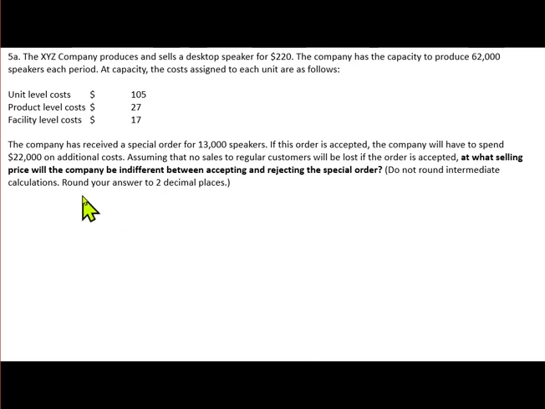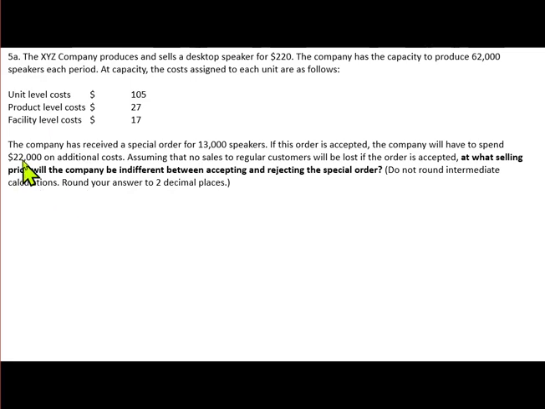Number 5, or the next question, I should say. The XYZ company produces and sells a desk speaker for $220. The company has the capacity to produce 62,000 speakers each period. At capacity, the costs assigned to each unit are as follows. Unit level cost, $105. Product level cost, $27. Facilities level cost is $17, and that's for each unit, each speaker.